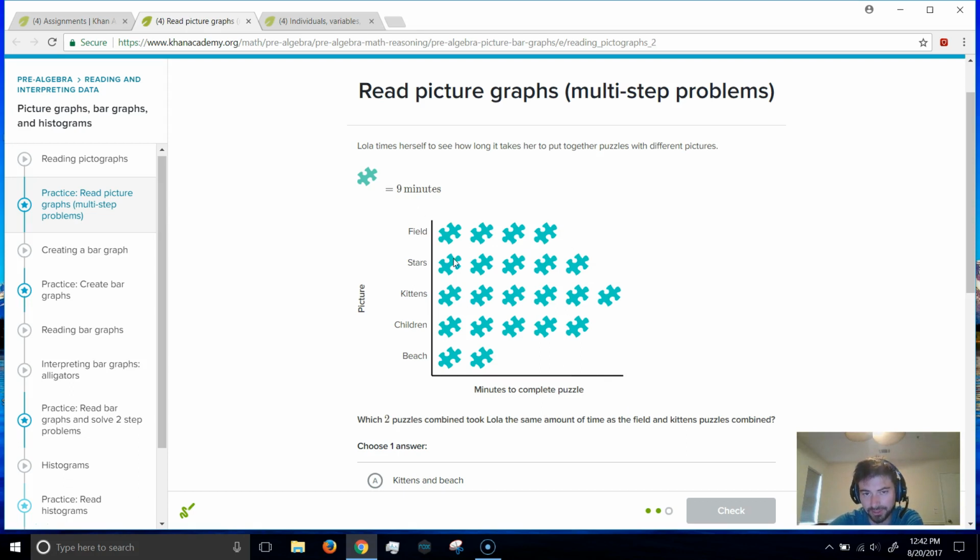So these are all 9's, kind of a weird way to tally. Usually people do round numbers like 5 or 10, but I don't know. This person's calculating by groupings of 9, which is awkward, but it's what they did. So these are the different pictures of the puzzles, and here's how long each puzzle took to complete.